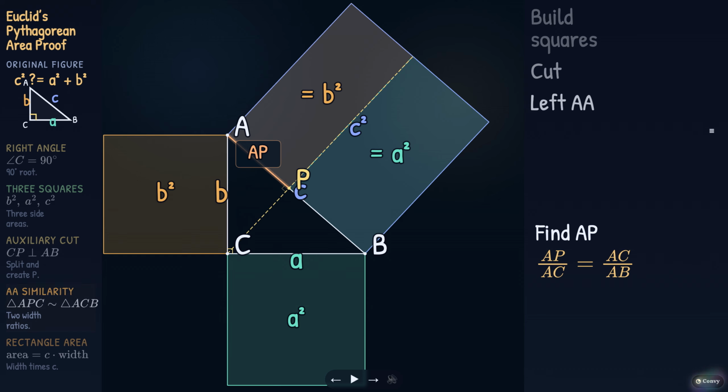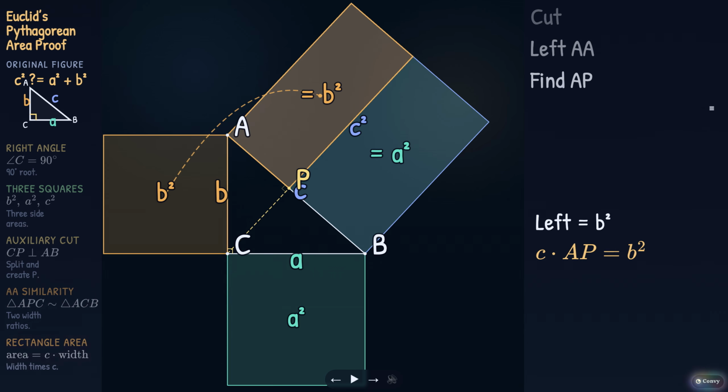In other words, the width of the left strip is exactly the b squared area compressed by the side length c. Now multiply that width by the full height AB of the big square. The left rectangle has area AB times AP, and that becomes exactly b squared. So the left side square has been transferred into the left strip.